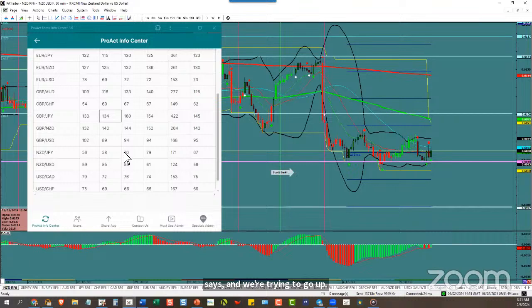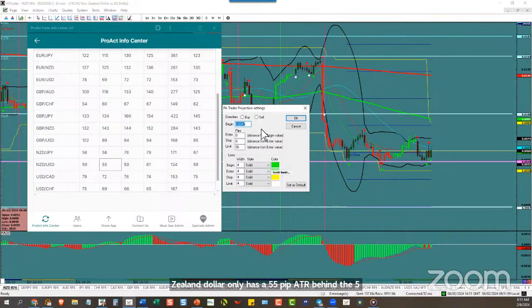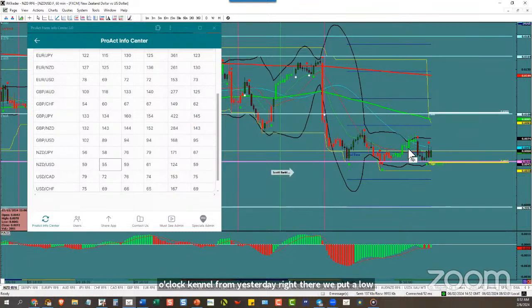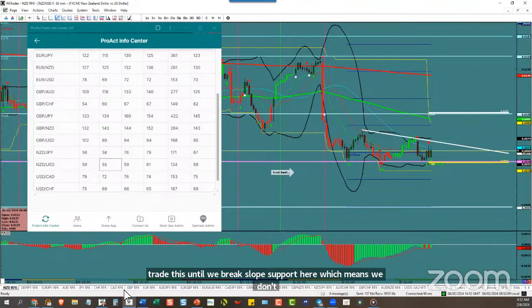All right. So New Zealand dollar only has a 55 pip ATR. Find the 5 o'clock candle from yesterday right there. We put a low in after that right there. We go up for 55 pips, which is my default. And there it is. But we won't be able to trade this until we break slope support here, which means we don't have 55 pips left. Walk away from it.